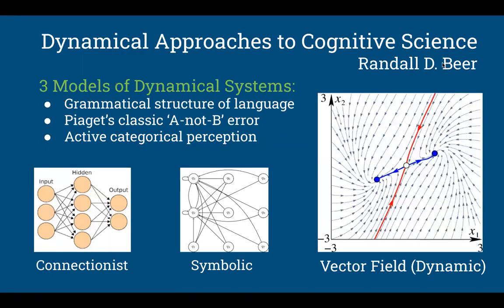In his article, Dynamical Approaches to Cognitive Science, Randall Beer goes over 3 models of dynamical systems and how they compare to more traditional symbolic and connectionist approaches. The 3 models of dynamical systems that he looks at are lexical and grammatical structure of language, Piaget's classic A, not B error, and active categorical perception in an embodied situated agent.